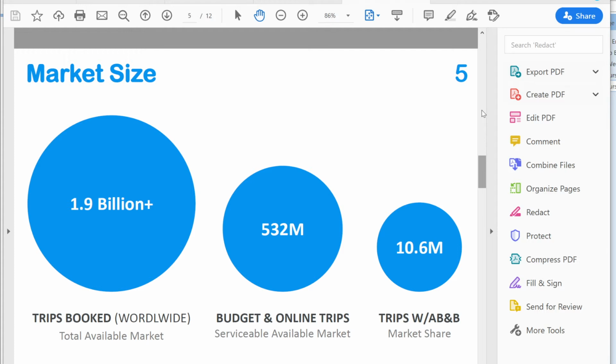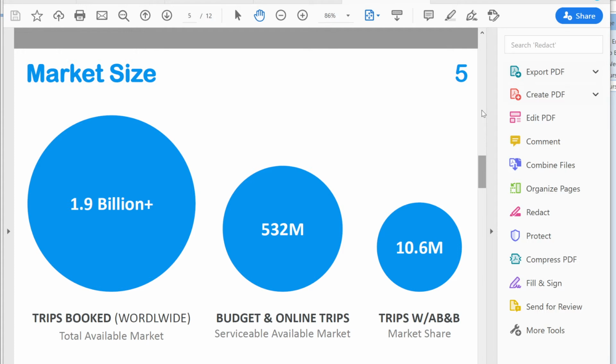So then they go on to market size. The validation is to show you that there is a market, and the market size is what they estimate as the number of the market that they can reach. As you can see on the left, they said all the trips booked is $1.9 billion. I don't really know what that means. Maybe they mean all the hotel rooms over 1 year all over the world, maybe.